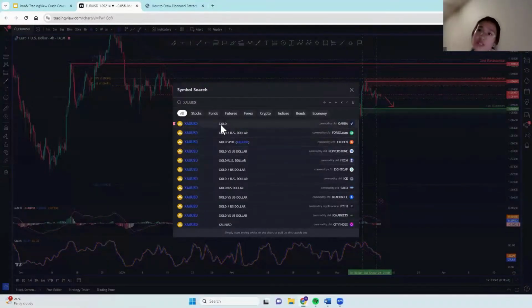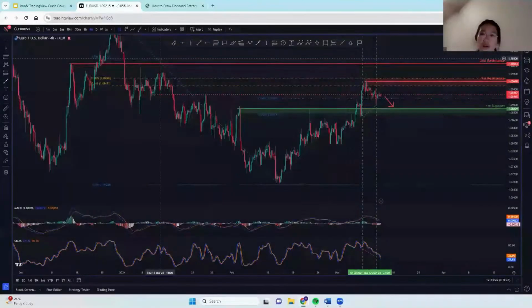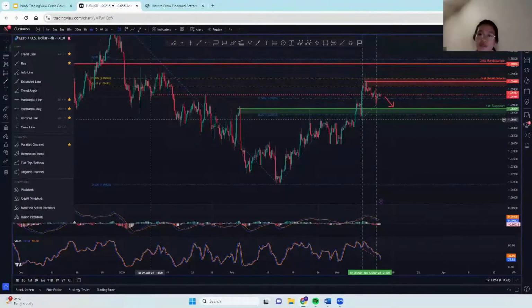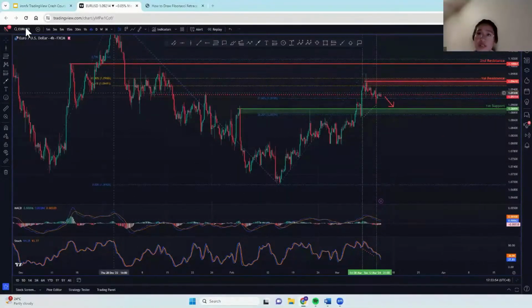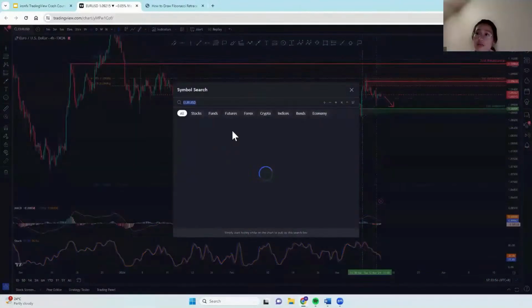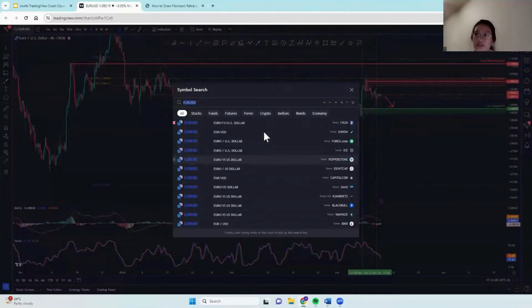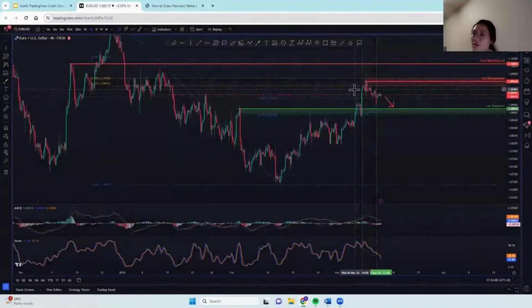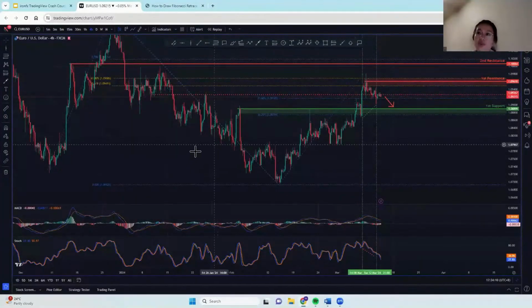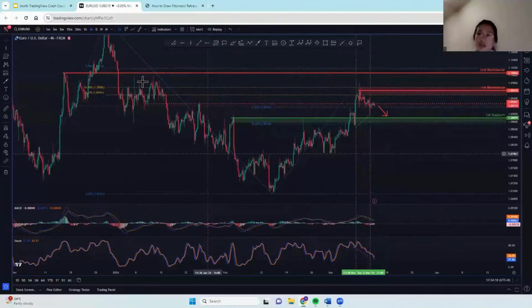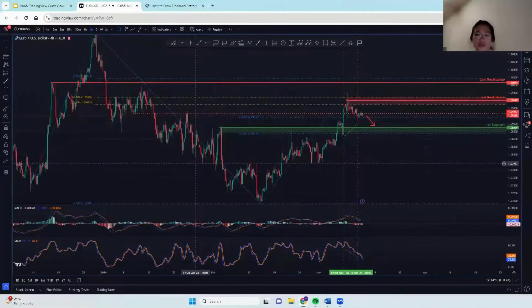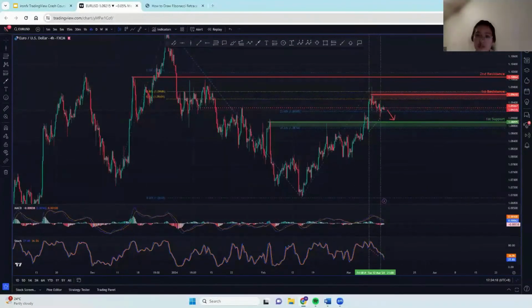So, if you're looking at, oh yes, I wanted to talk about correlation as well. So basically, you just click on this search bar and you can search whatever symbol you are looking for. And these are the list of brokers that you can select from. But typically the prices and the charts would be about the same between brokers.